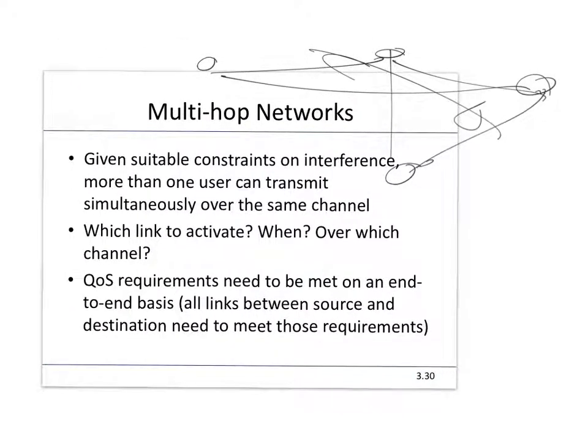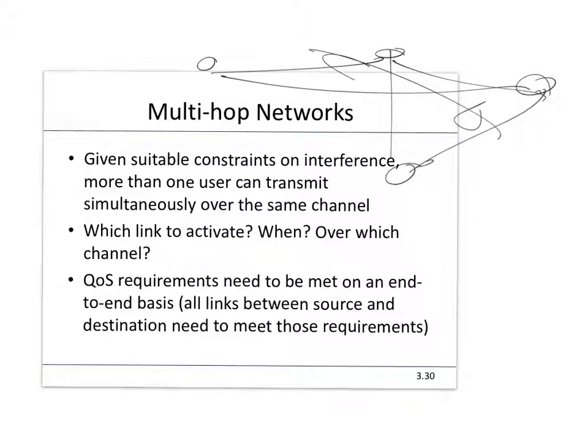When we have multi-hop communication, which link do we activate? And when we say activate, this means that we can have packets flowing from this node to this node. Because in multi-hop communication, we have different routes. So even routing becomes an issue now, right? Should we send the packet this way or this way?